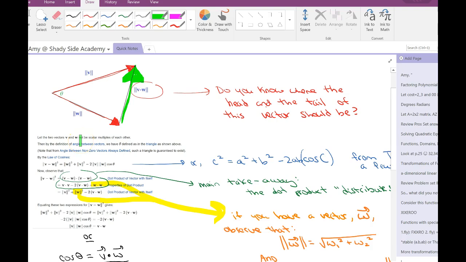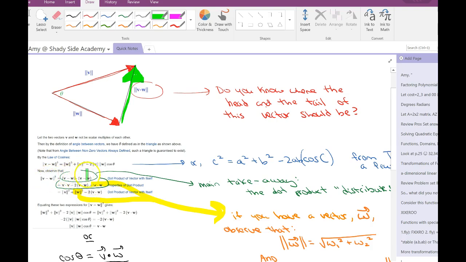Okay, just take this and hold it for a second, and now observe that this is very interesting. They're saying I could also say that the magnitude of something squared, in this case the magnitude of v minus w squared, is the same thing as v minus w dotted with v minus w. And I want to take you to the yellow here.